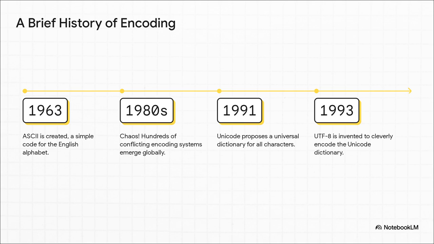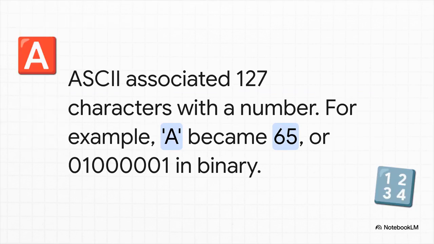Back in '63, ASCII shows up. It's simple, it works great for English. But then, as computers start going global in the '80s, boom. Total chaos. And that chaos is what sparks the idea for Unicode in '91, this dream of a universal dictionary. And finally, that leads to the invention of UTF-8 in '93, which was the super clever system that finally made it all work.